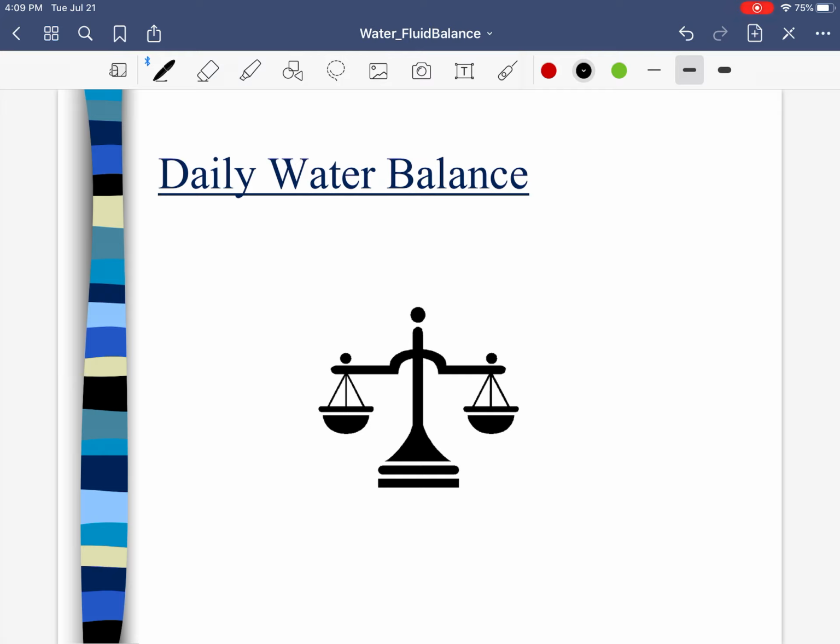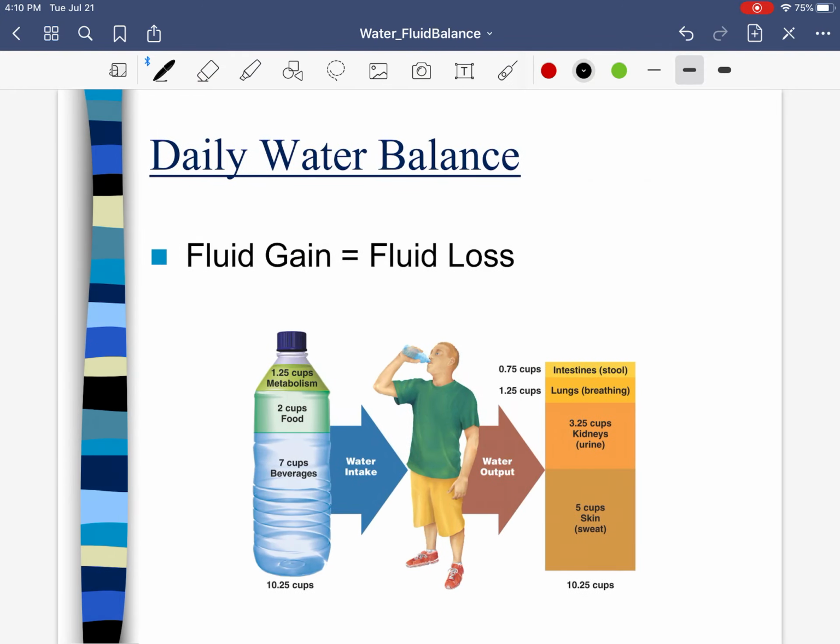Okay, so now that we've established what the functions of water are, how much water we have and where we find that water, let's talk about water balance. Just like with overall calories, and just like with carbohydrates, fat, and protein, you want to have a balance. You want to bring in enough fluid to match what you're losing.